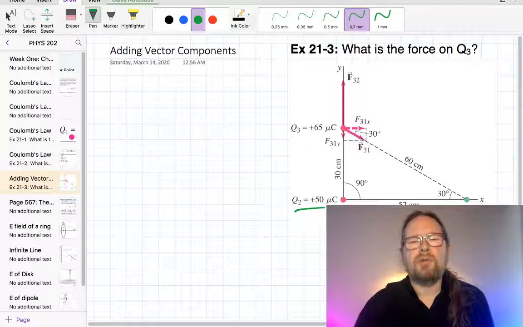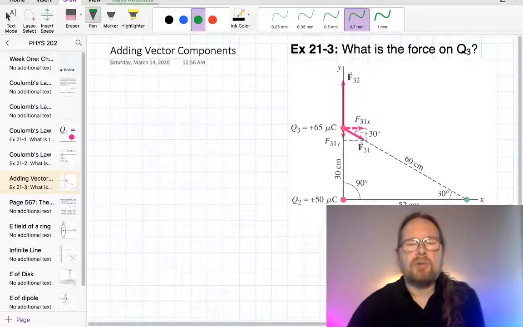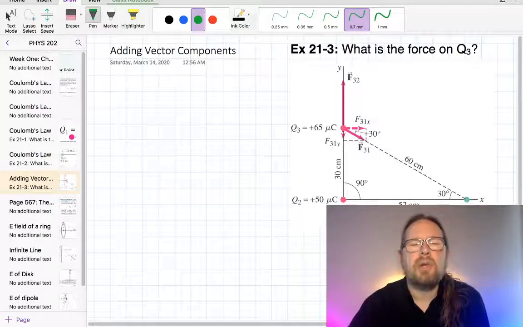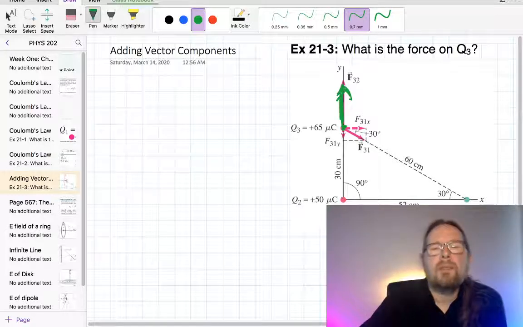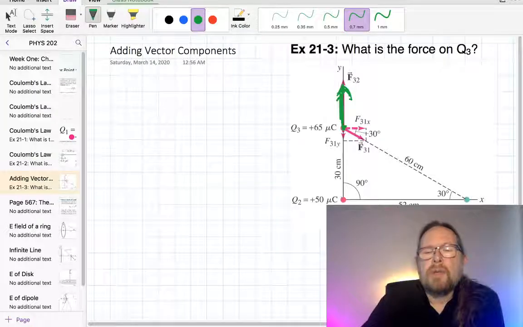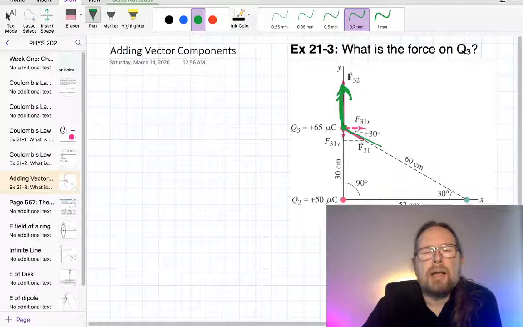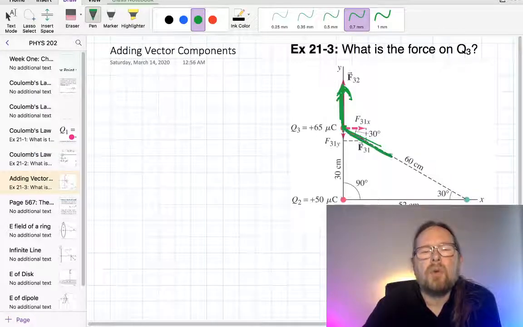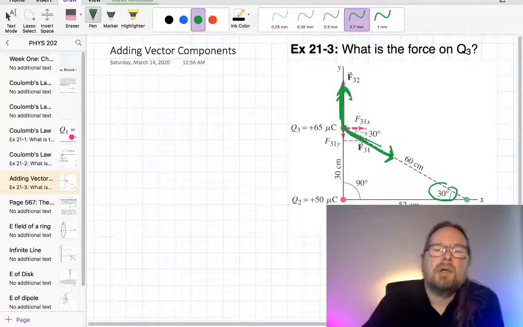So charge 3 is on the positive y-axis. And hopefully you can see that charge 2, which is a positive charge, and charge 3, which is a positive charge, will repel one another, so there'll be a force in the positive y direction between charge 2 and charge 3. Charge 1 is a negative charge, so it will attract this charge, but not in the x direction or the y direction, but at some angle, actually a 30-degree angle from the x and the y direction.